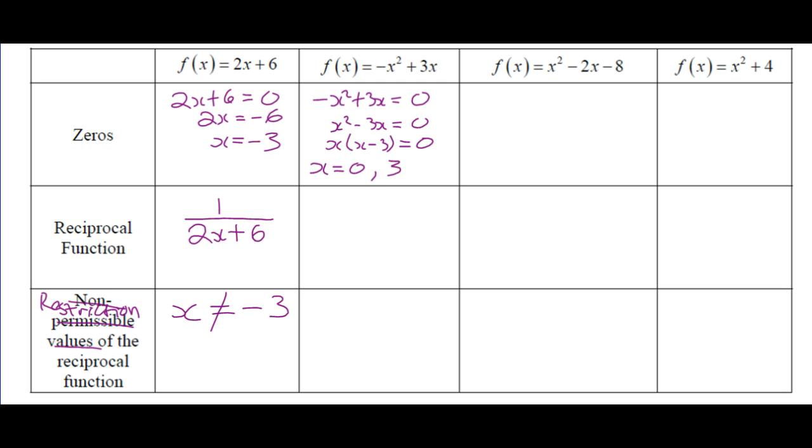Okay, what's the reciprocal function? 1 over -x. So reciprocal function is really pretty easy, right? I mean, you're just going 1 divided by whatever the function was. And what are the restrictions of the reciprocal function? So it cannot equal, right? X cannot equal 0 or 3.